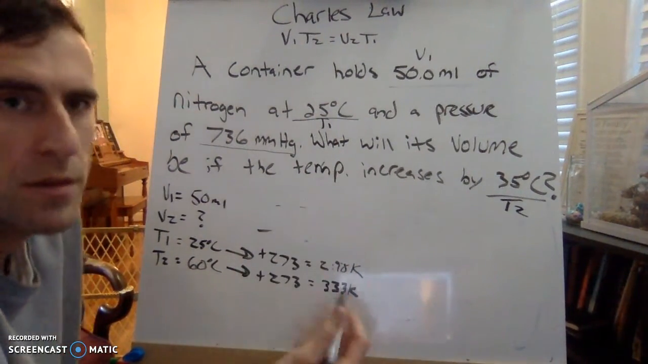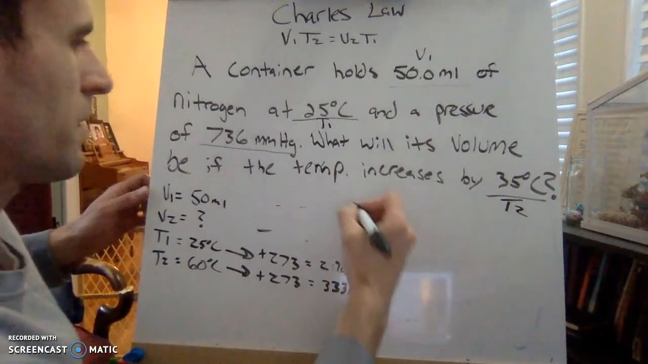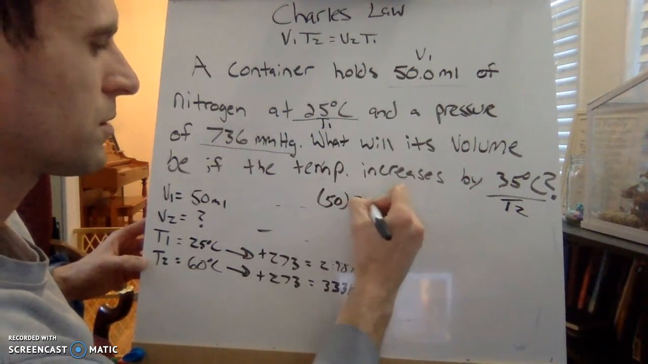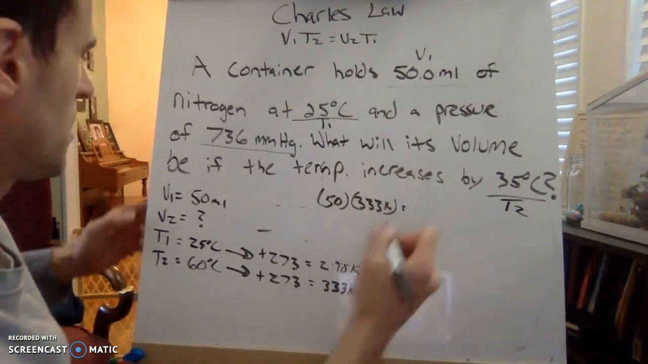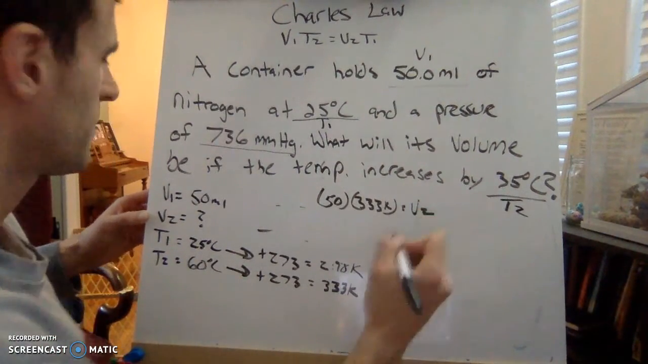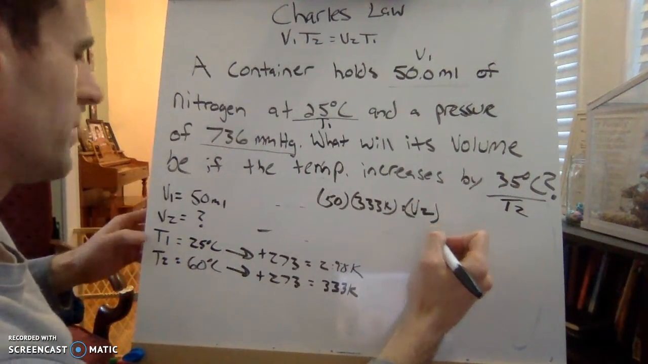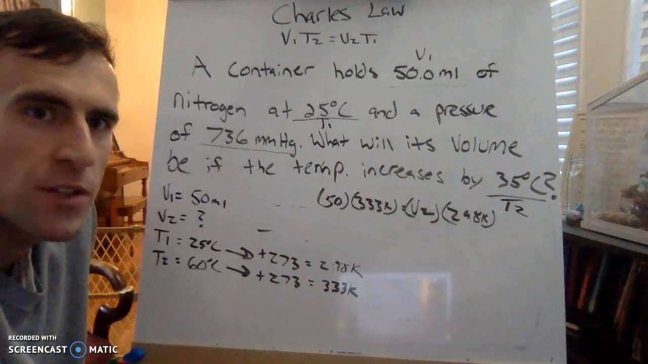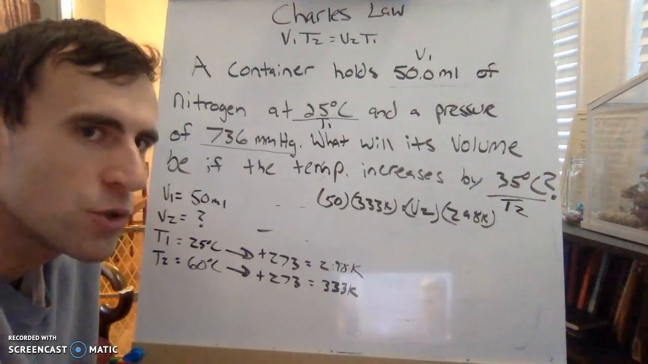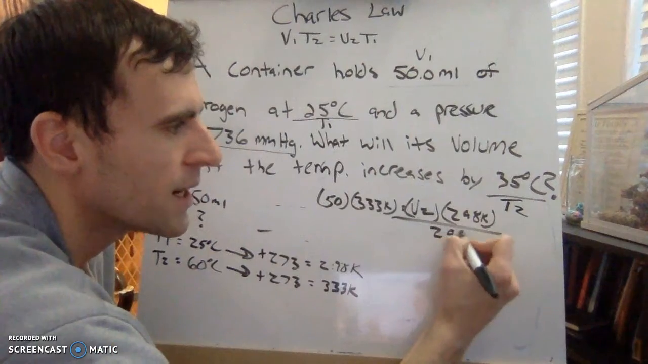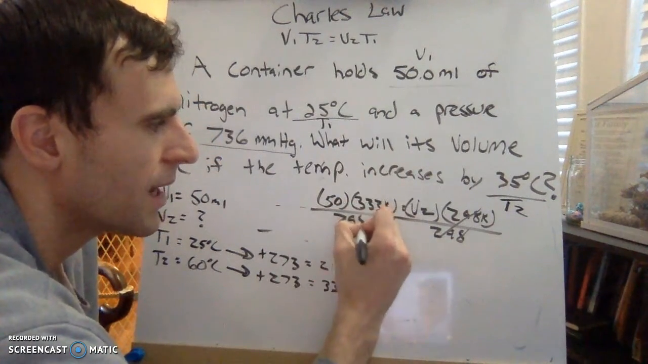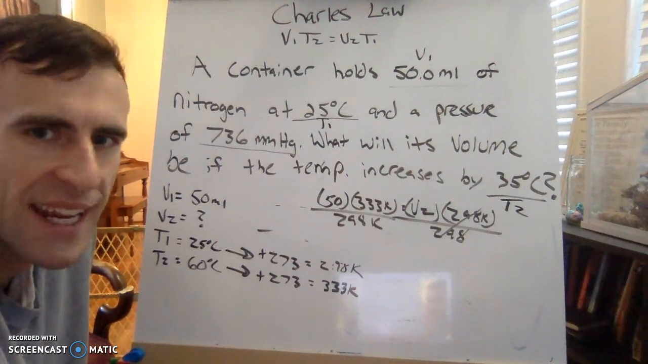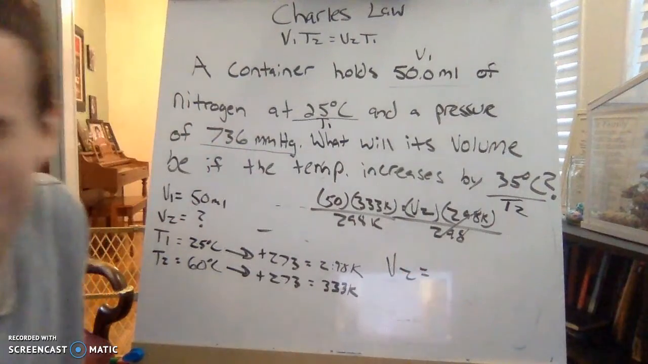All right, so now plug it into your equation. We have V1 50, T2, V2, we have no idea, and T1 298. Our goal is to find V2. It's simple rearranging of equations. We want V2 by itself. So you're going to divide both sides by 298. Those cancel out. And now we're taking 50 times 333, divided by 298.